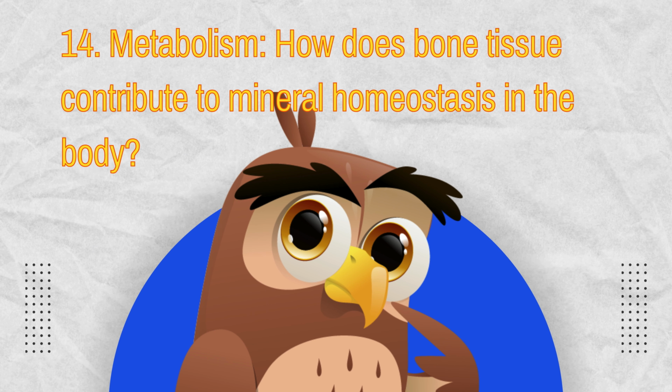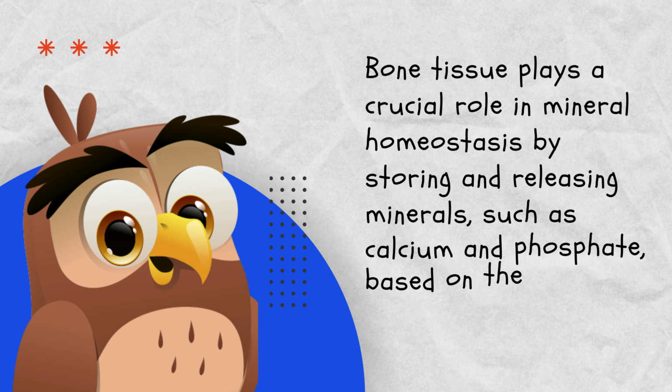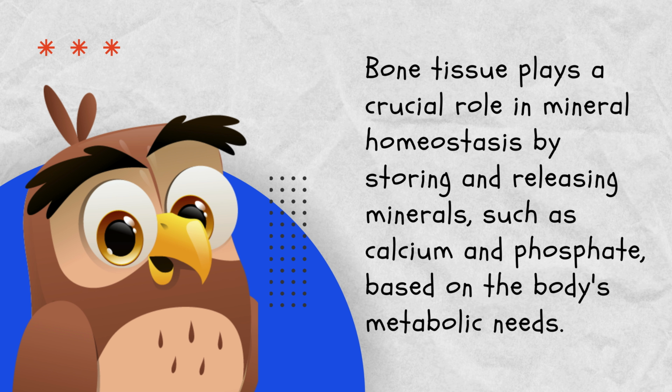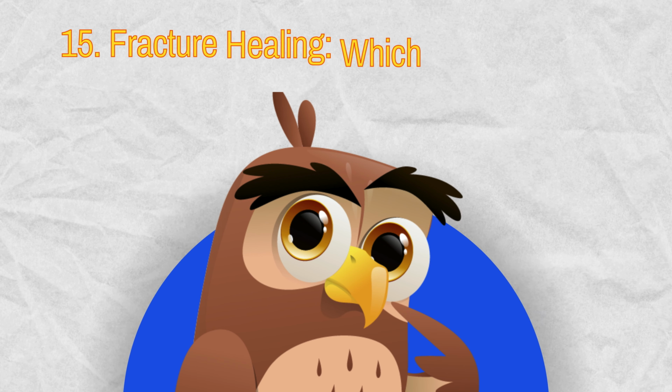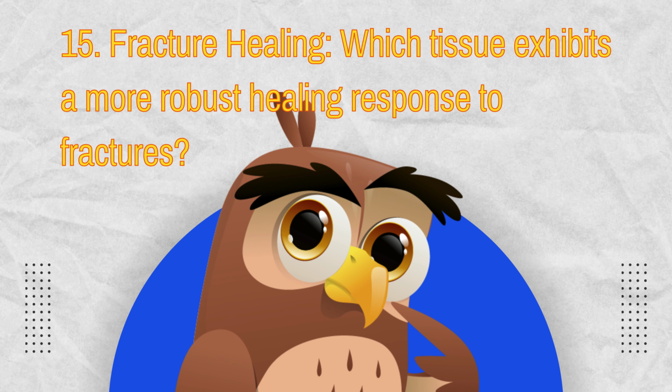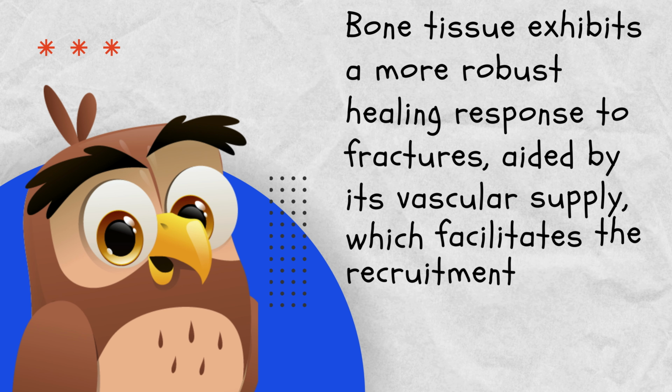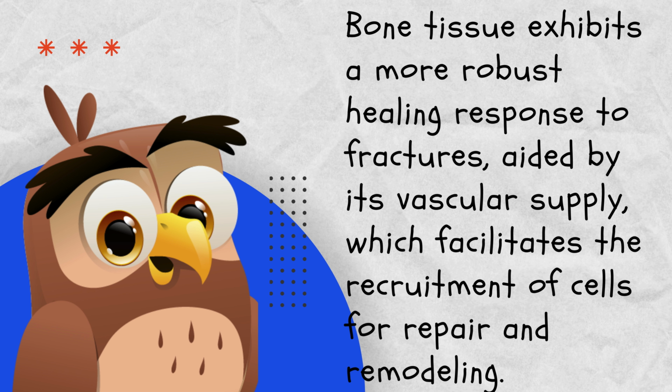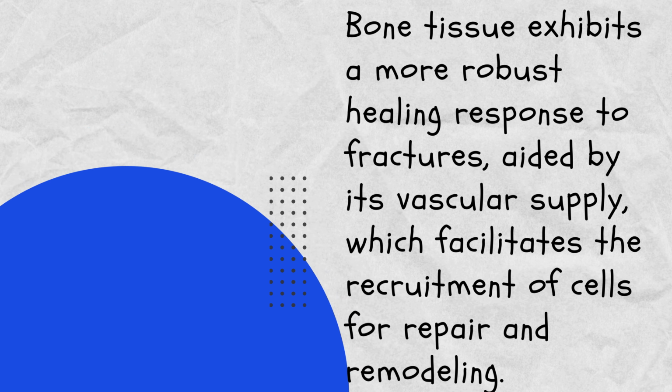14. Metabolism. How does bone tissue contribute to mineral homeostasis in the body? Bone tissue plays a crucial role in mineral homeostasis by storing and releasing minerals, such as calcium and phosphate, based on the body's metabolic needs. 15. Fracture healing. Which tissue exhibits a more robust healing response to fractures? Bone tissue exhibits a more robust healing response to fractures, aided by its vascular supply, which facilitates the recruitment of cells for repair and remodeling.